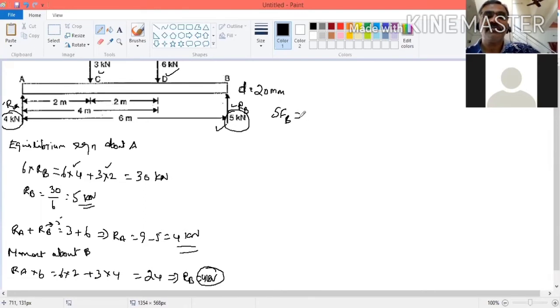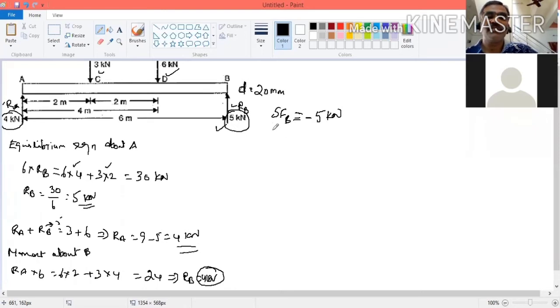Now, shear force at B. If you take shear force at B, you can consider only the right side. On the right side there is no force, only 5 kilonewton is there. On the right side, upward we take as negative. In the cantilever beam, we take the force on the right side, downward is positive. Here it is upward, so it is negative, minus 5 kilonewton. This is the shear force at point B.